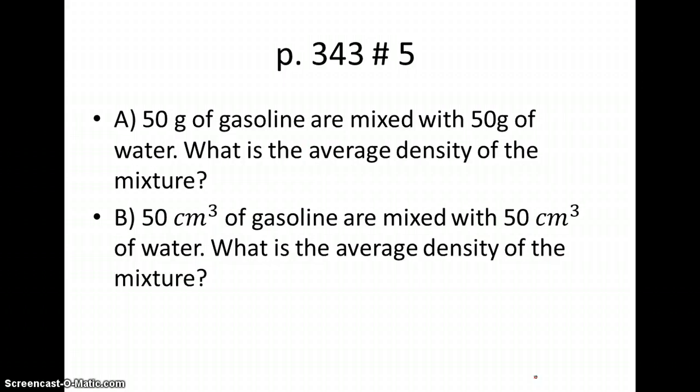Alright, and then last but not least, we've got number 5 on page 343. I am going to just do A. I'm going to leave B up to you, okay? So what I've been given is I've got 50 grams of gasoline, and I've got 50 grams of water.